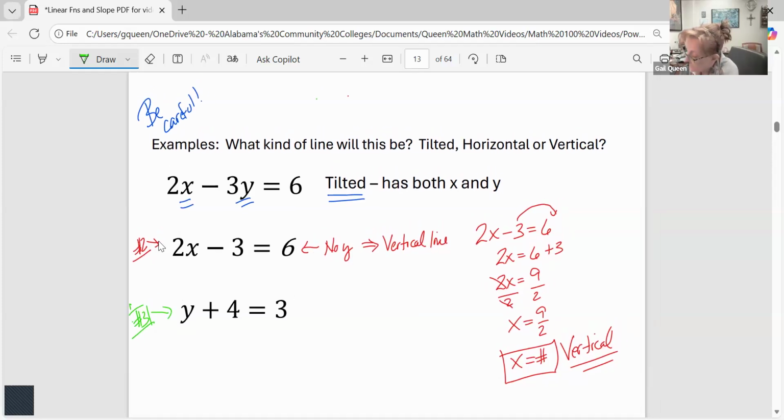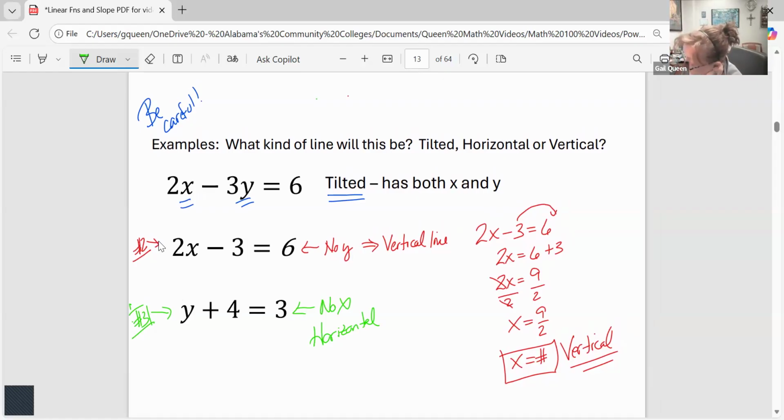All right, so we have y plus 4 equals 3. So notice here that in this equation, there is no x. When there's no x, you have a horizontal line. If all they're asking you for is the line vertical or horizontal, you don't have to do any work at all. You can just say it's horizontal.